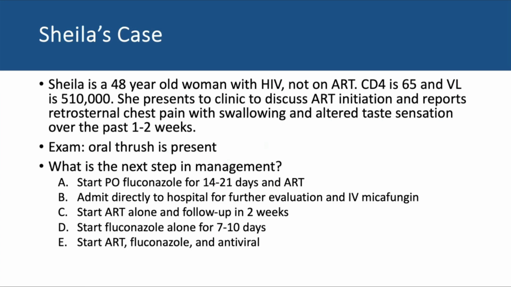Okay. So now we're going to move on to another common presenting clinical syndrome in people with HIV, odynophagia. Someone read Sheila's case, please. So Sheila is a 48-year-old woman with HIV, not on ART. CD4 is 65, viral load is 510,000. She presents to clinic to discuss ART initiation. Reports retrosternal chest pain with swallowing and altered taste sensation over the past 1 to 2 weeks. Oral thrush is present on exam. What is the next step in management?